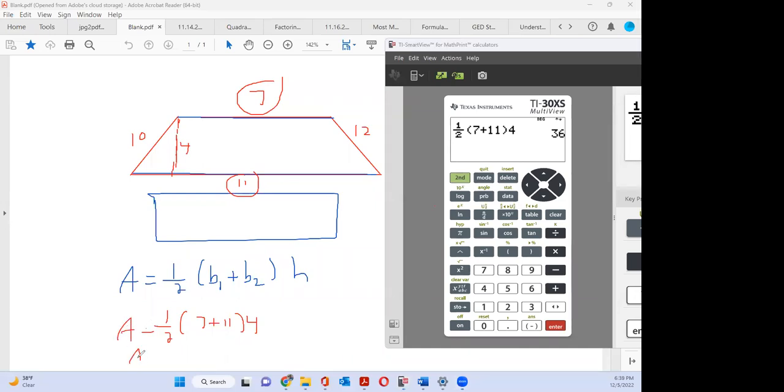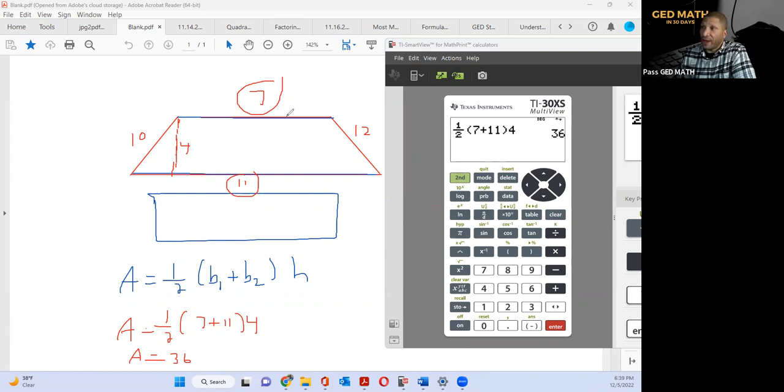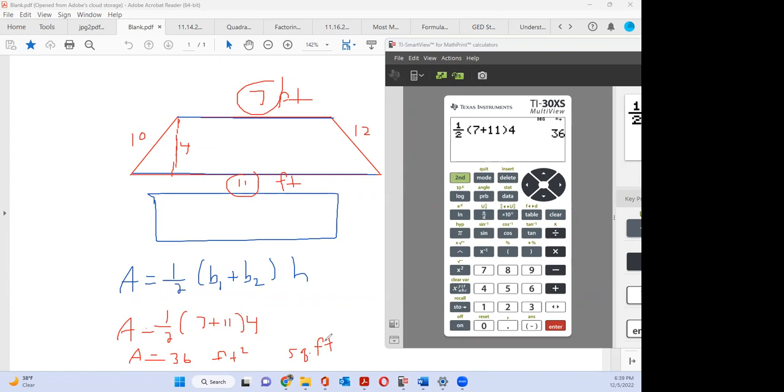Area equals 36. Now, if these are feet or inches, whatever, if it's feet, then it's feet squared. Remember, area is always squared or square feet. Always. So that's one of the key things, square feet or feet squared. That's all it is with a trapezoid.